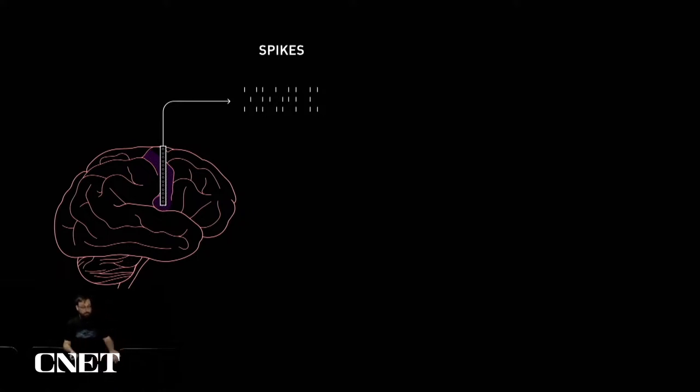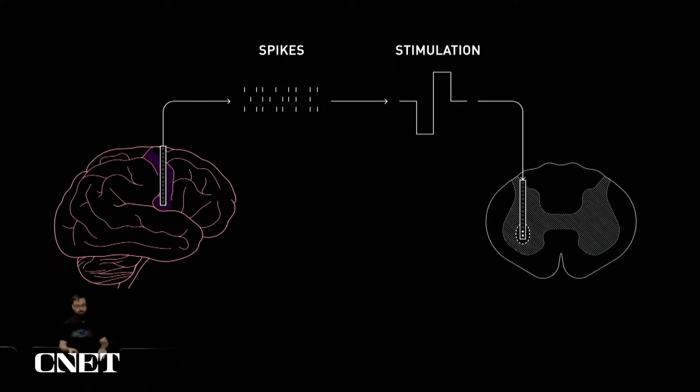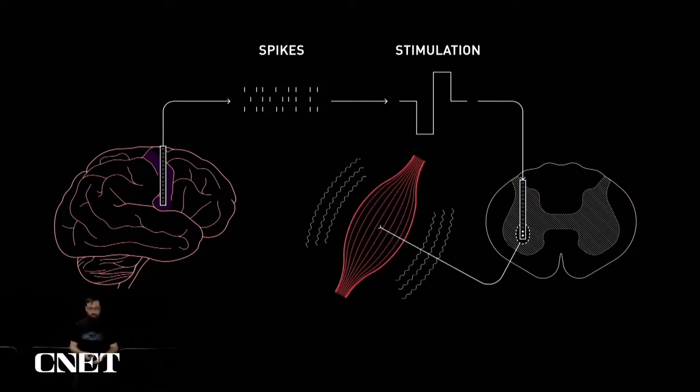These spikes would be wirelessly transmitted in real time and decoded into patterns of stimulation. Stimulation would then be delivered to the ventral horn of the spinal cord, to the appropriate motor pool for the muscles that we'd like to activate. We then stimulate, activate those lower motor neurons, which causes the muscles to contract and movement to occur.